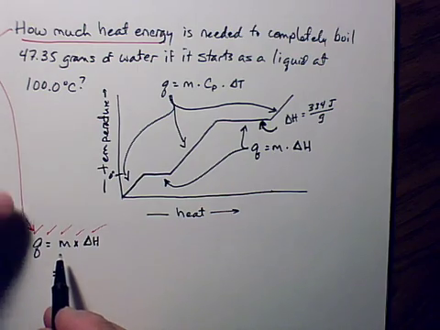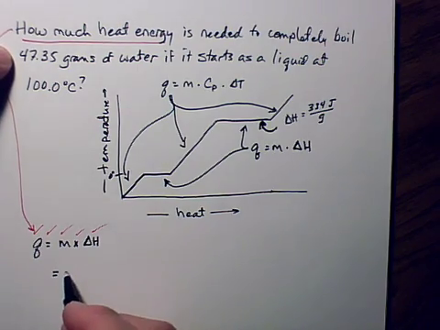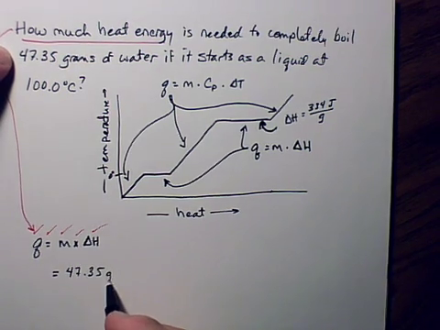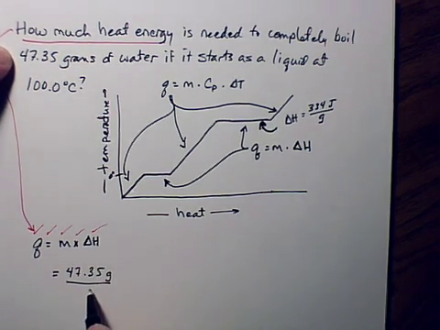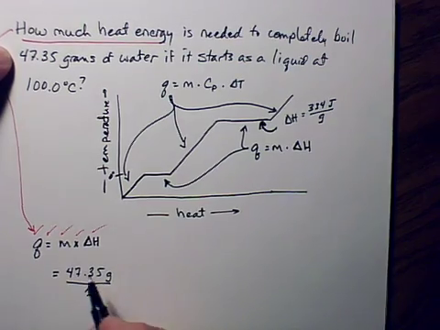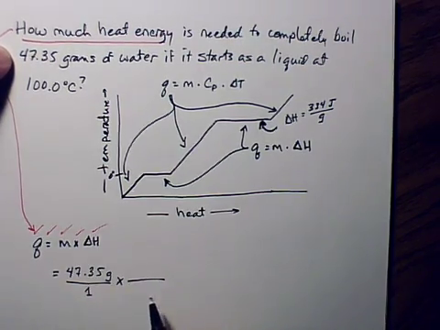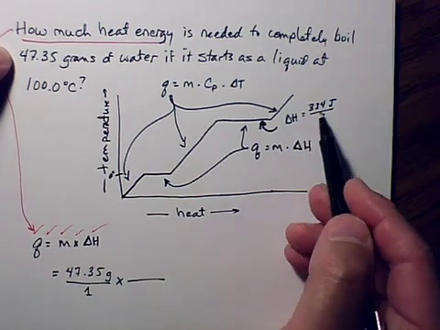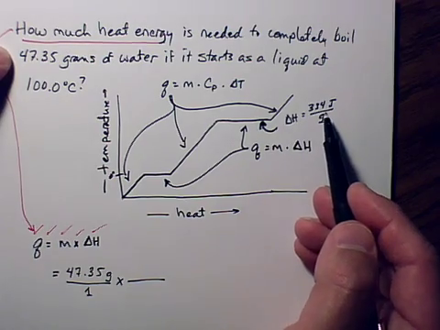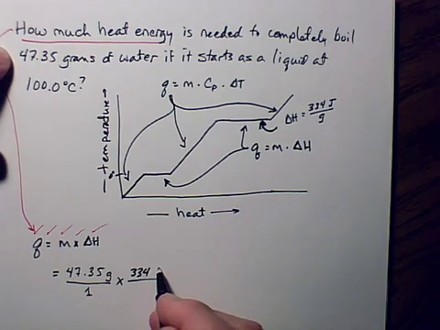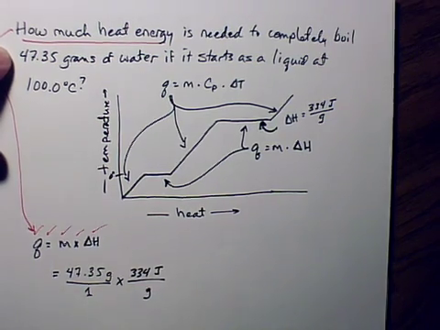So we need to know the mass. The problem tells us the mass, 47.35 grams. And we're going to put that over 1 because there's nothing on the bottom, but there is going to be something on the bottom here to keep everything lined up nice and neat. And we already identified what our change in enthalpy is. Okay? 334 joules per gram.